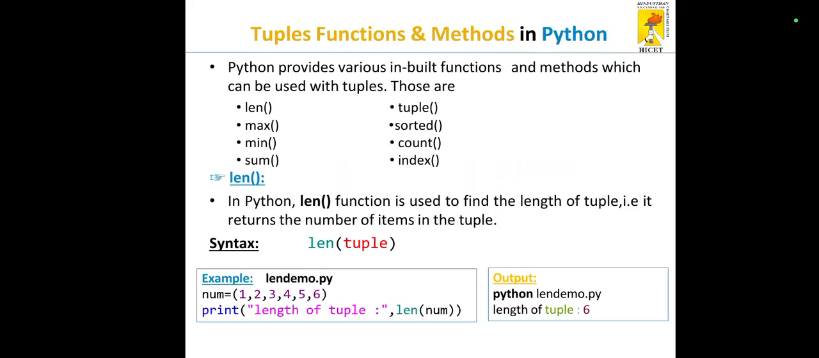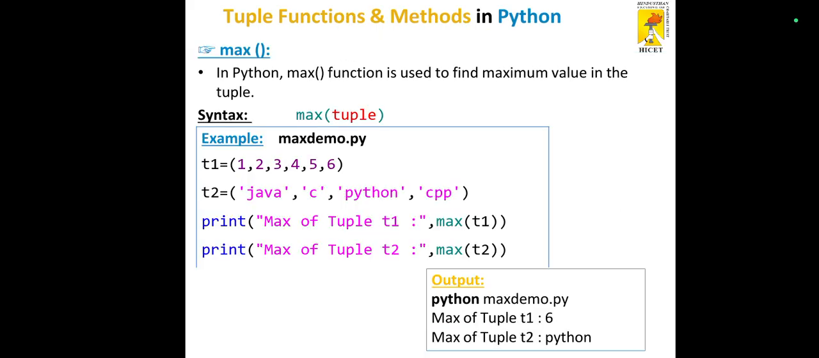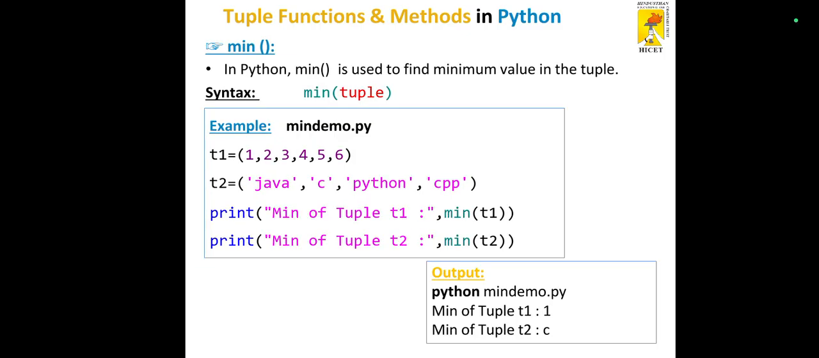The functions and methods with respect to tuples are length, maximum, minimum, sum, tuple, sorted, count and index. The length function finds the length of the tuple and returns the number of items in the tuple. Maximum is used to find the maximum value in the tuple. Minimum is used to find the minimum value in the tuple. So in this example you can see that the minimum value is 1.